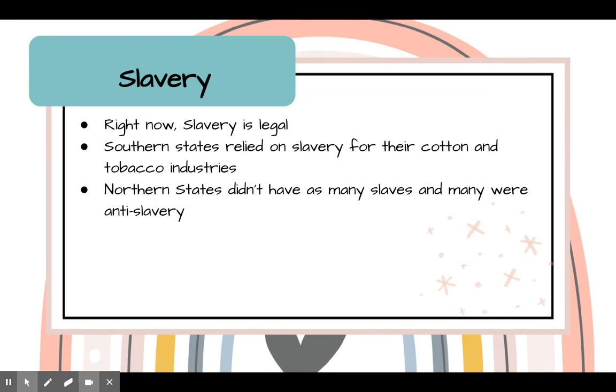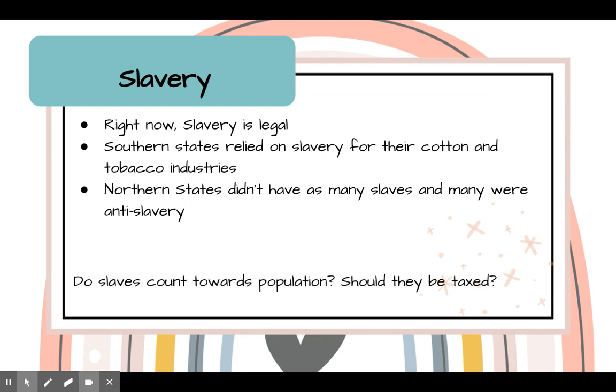They also didn't have the type of economy like the South did. How they had farming communities. The North was more industrial, so they didn't rely on slaves to make their products. Their question was, do slaves count towards population and should they be taxed?